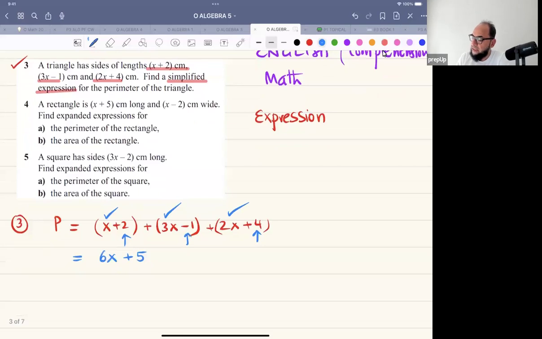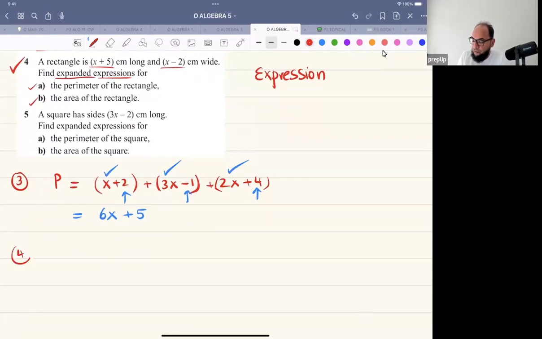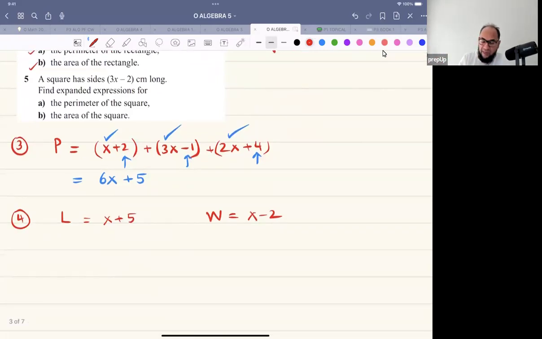Similarly, let's move to the next question. The next question is this one. A rectangle is x plus 5 centimeter long, this much centimeter wide. Find expanded expressions. You have to expand it out. Find expanded expression for perimeter for the rectangle. Now question number 4. Let's say the big one is x plus 5. That's the length. The width is x minus 2. If x has a value, x plus 5 is bigger, x minus 2 is smaller. So that is why one of them I have labeled as length. The other one is the width.